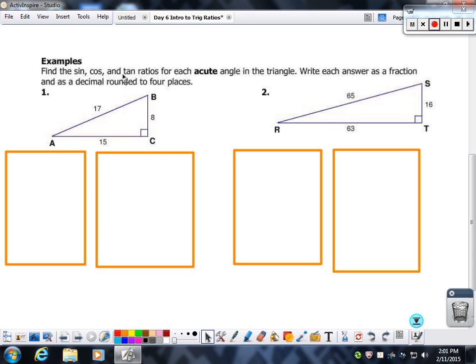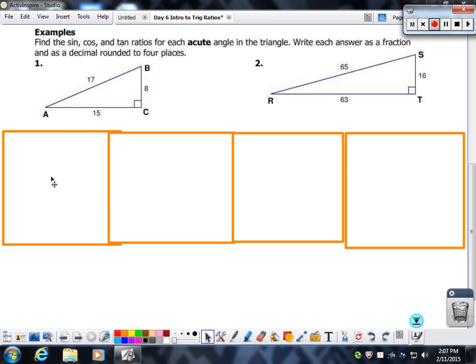So we're going to find the sine, cosine, and tangent ratios for each acute angle in the triangle. We want to write each answer as a fraction and as a decimal rounded to 4 places. As you can see, for triangle number 1, we want to do this for each acute angle. First we're going to do it for angle A, then we'll do it for angle B.